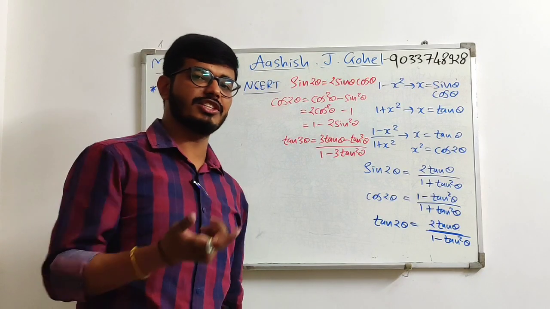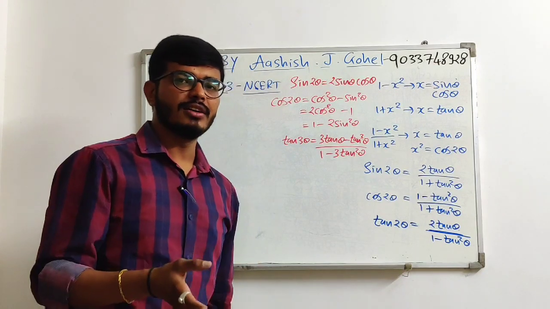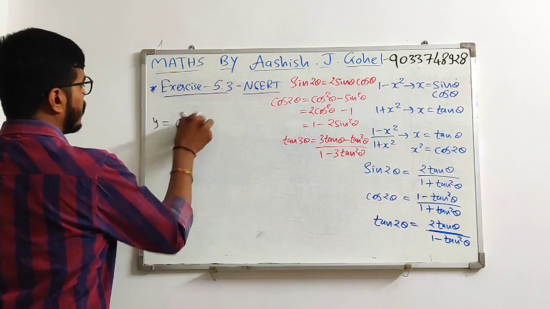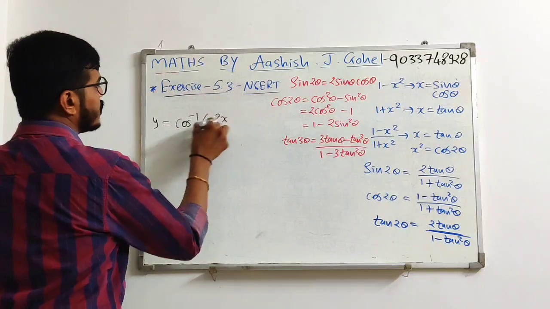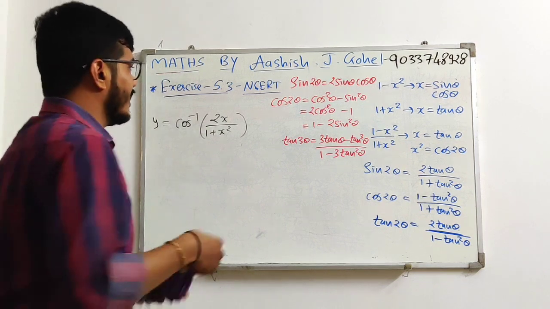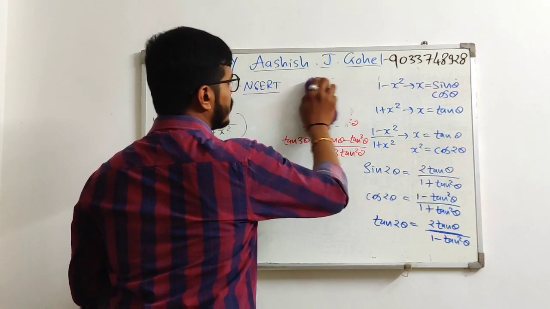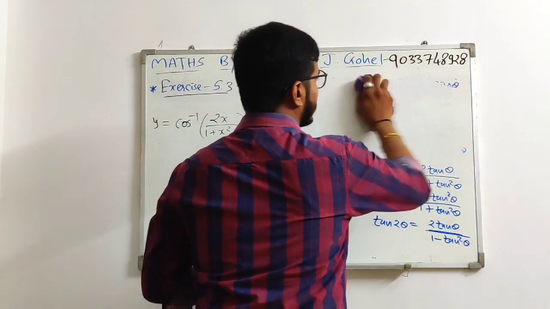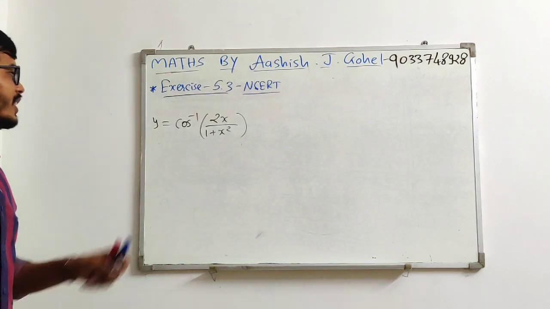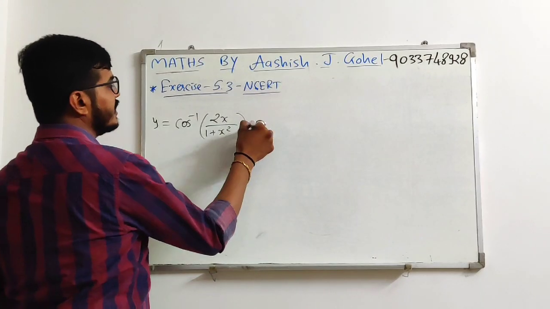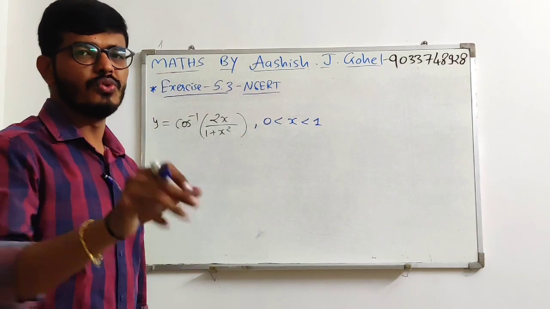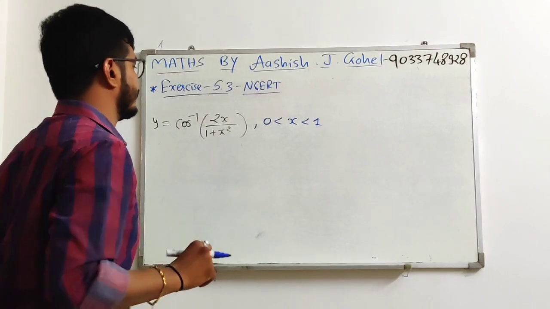Now let us take one question from the second part. One of the questions is given like this: y is equal to cos inverse of 2x divided by 1 plus x square. Let me erase this part so that I can have space to write down this question. Now, if you observe the question, we are given some range of x. In this question, the range is given from 0 to 1: 0 less than x less than 1.